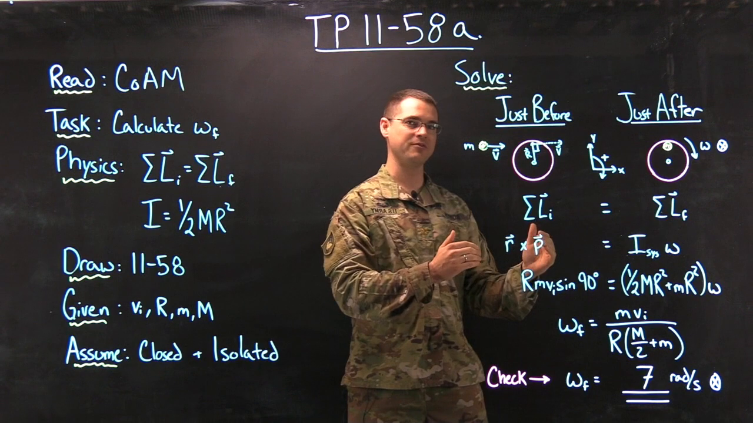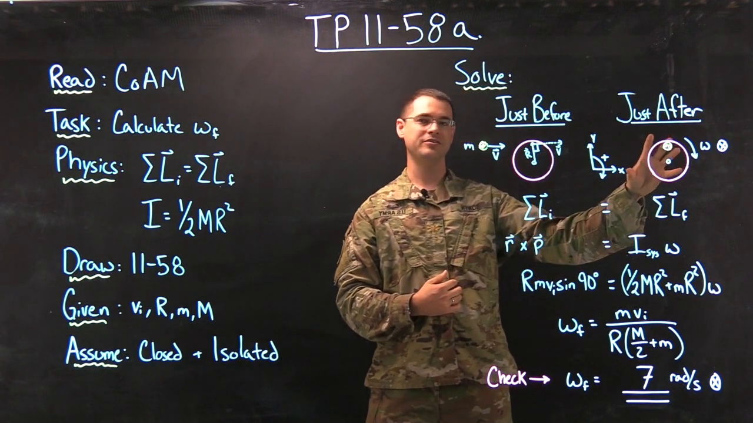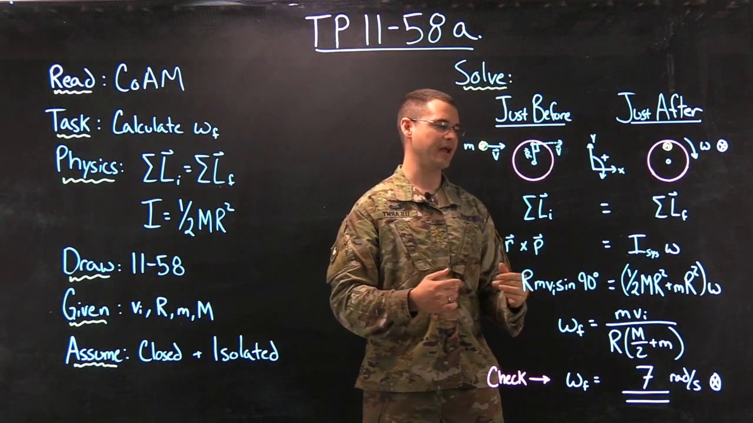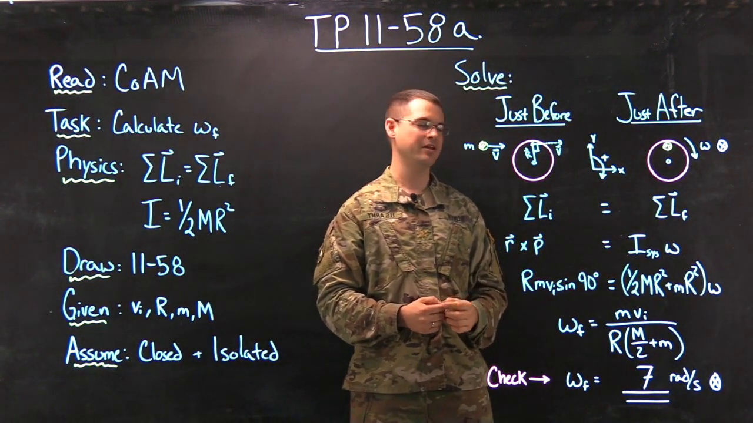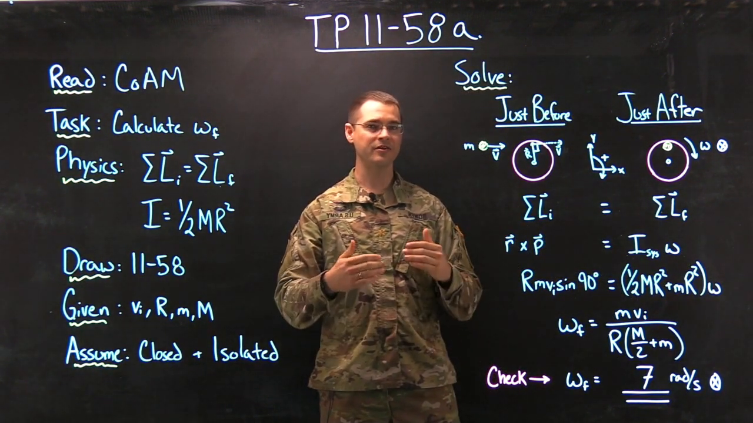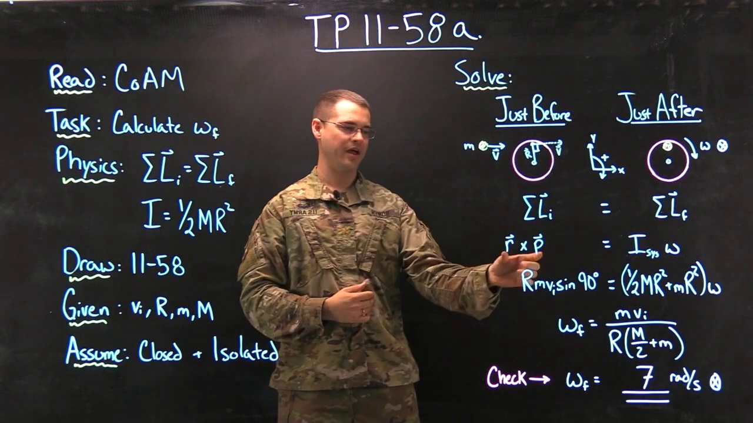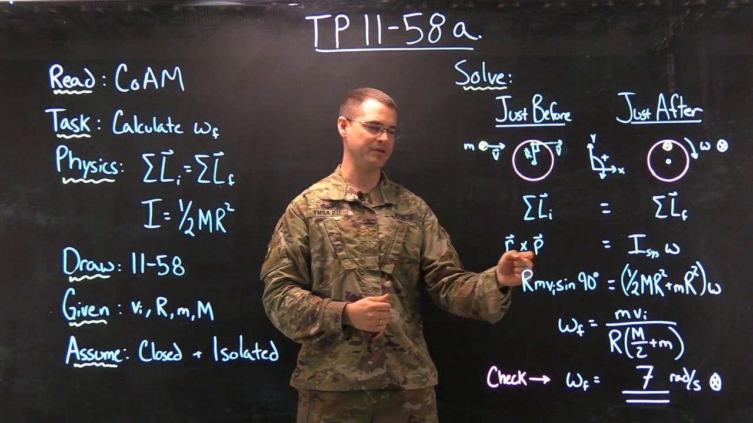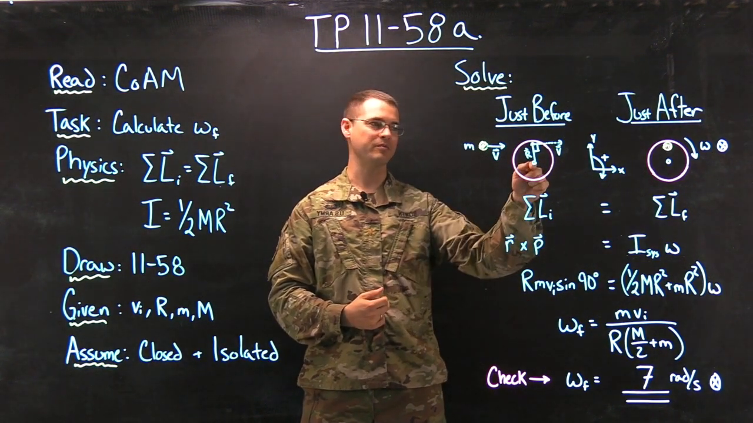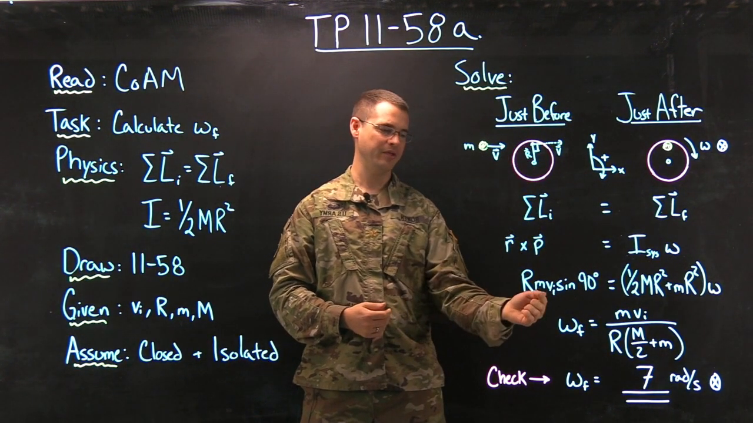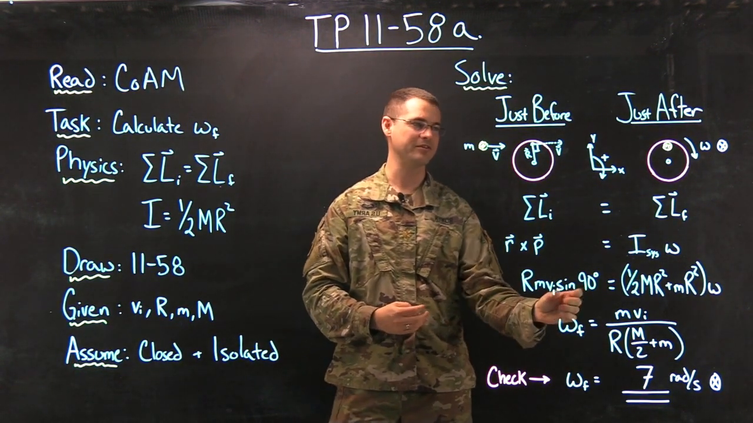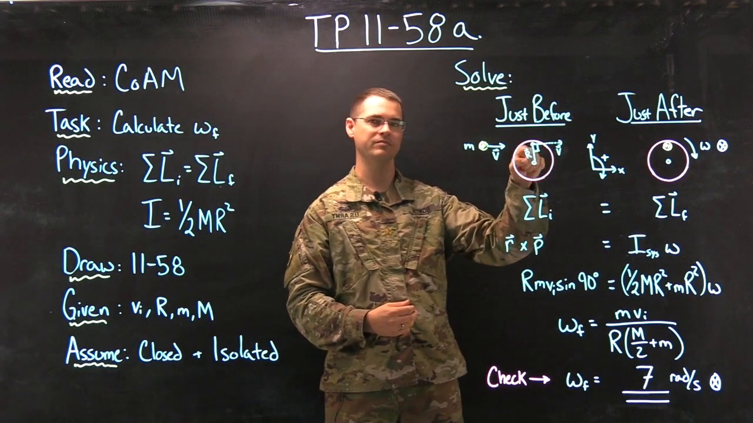Now, looking at the just after picture, we have an entire system that's rotating at the same final velocity. So we have to look at the inertia of the entire system times the final angular velocity. Now let's start substituting things in. Taking the cross product between the position vector and the momentum vector, we get the magnitude of the position vector, which is the radius of the circle, times the mass, times the magnitude of the velocity of our point particle, times the sine of the angle between them.